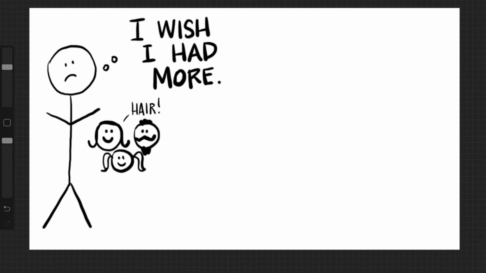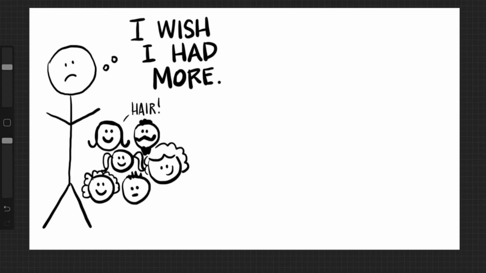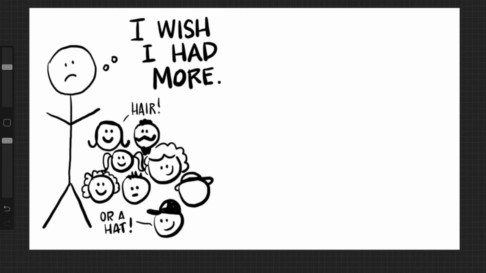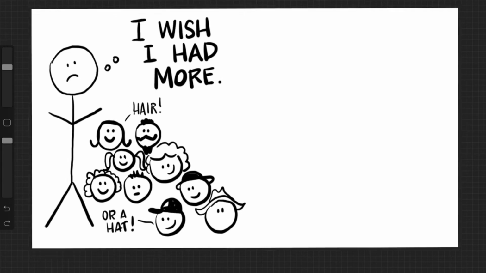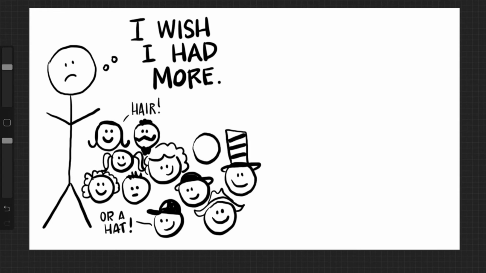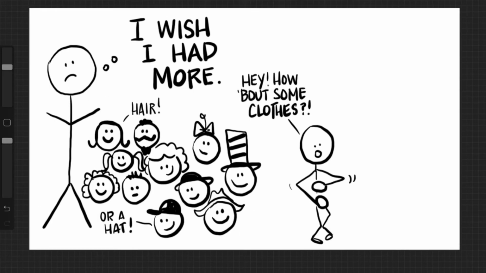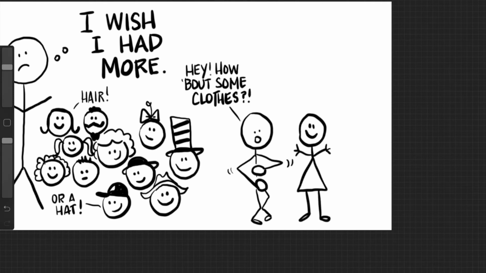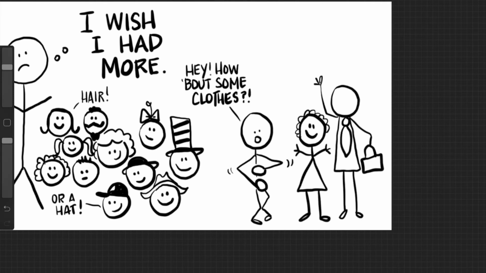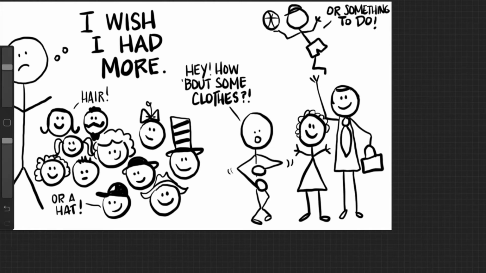So often it's easy to add to a stick person by simply adding hair or a hat. Honestly, what makes a stick person so insignificant is probably because they're not wearing clothes. A stick person can come to life simply by giving them something to do.